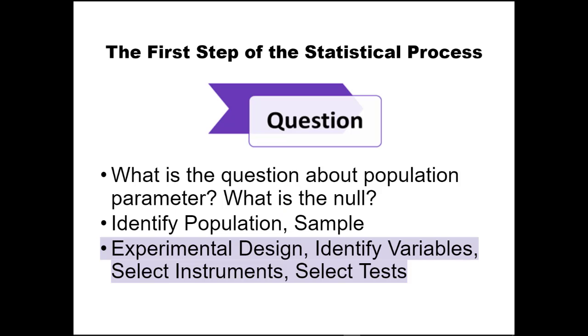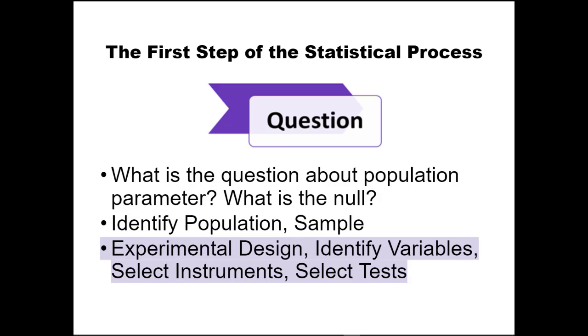The first step or phase of the statistical process is the question phase. In this phase, there are a few things that you need to do. First, you need to establish what the question is that you want to answer about the population and the population parameter. If you're doing a null hypothesis study, you'll also try to find out what the status quo is for the population, what is expected. We'll go over null hypothesis testing towards the end of Stats B. Also, you want to make sure that you identify the population and the sample.